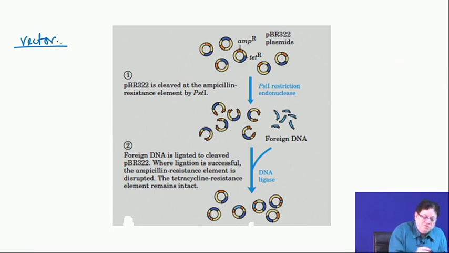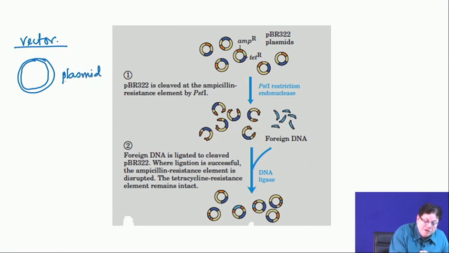Okay. So, this vector is usually what are called plasmid DNA. Plasmid DNA is a circular DNA. Plasmid DNAs are circular pieces of DNA, and they are not always present in the chromosomal DNA. It is not a part of the chromosomal DNA, but it is actually present within the cytosol.